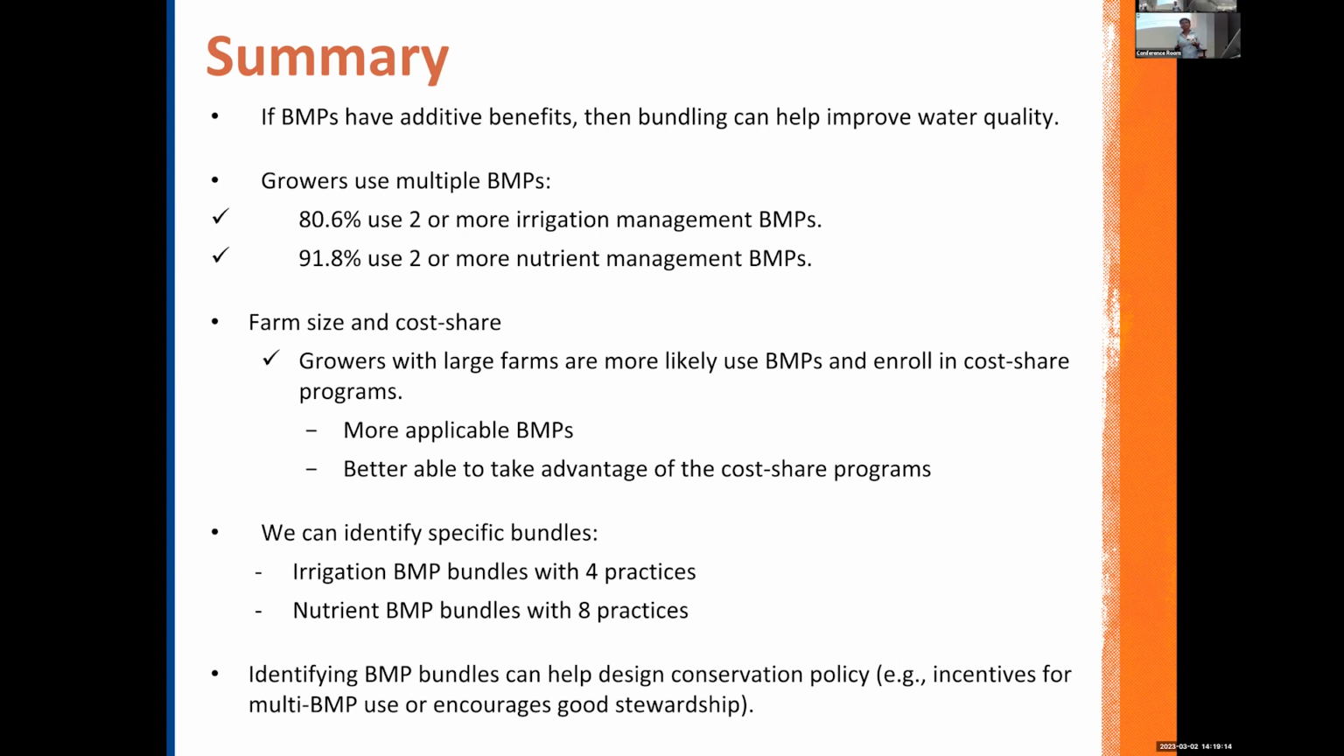It may not be deliberate, but larger farms are adopting more practices. Also, it's Florida. There are lots of different crops, and lots of different landscapes. A larger farm might have more opportunities, more applicable BMPs on their farm, so they'll adopt a larger number of practices. So we can identify bundles of 4 for irrigation and bundles of 8 for nutrient management.